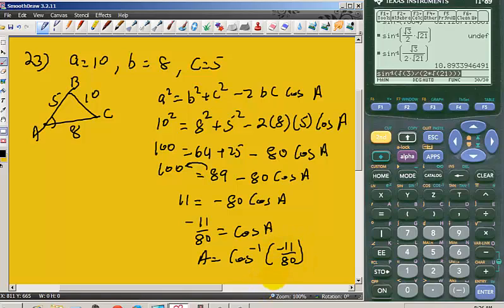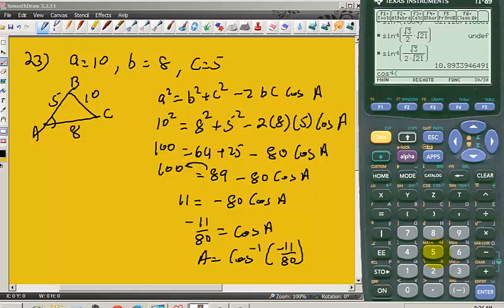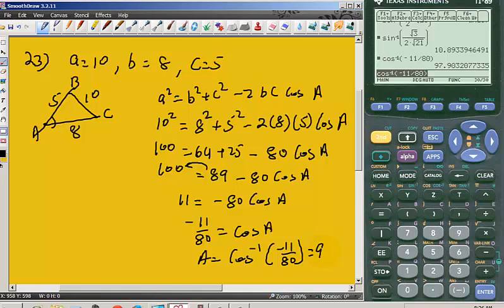Okay, this is negative, so cosine is negative in the second quadrant, so obviously I'm going to get an angle that is bigger than 90 degrees, because it's going to be in the second quadrant. So I'm going to go to cosine inverse. So cosine inverse, I have a minus 11 and divide that by 80, close parentheses, approximate. There you go, 98 degrees.